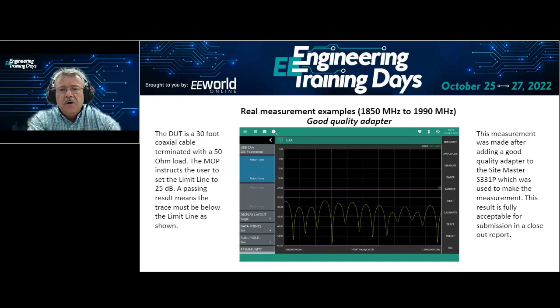So I took a good quality adapter, connected it to the Site Master, and made this measurement. And so far, great. Results are great.